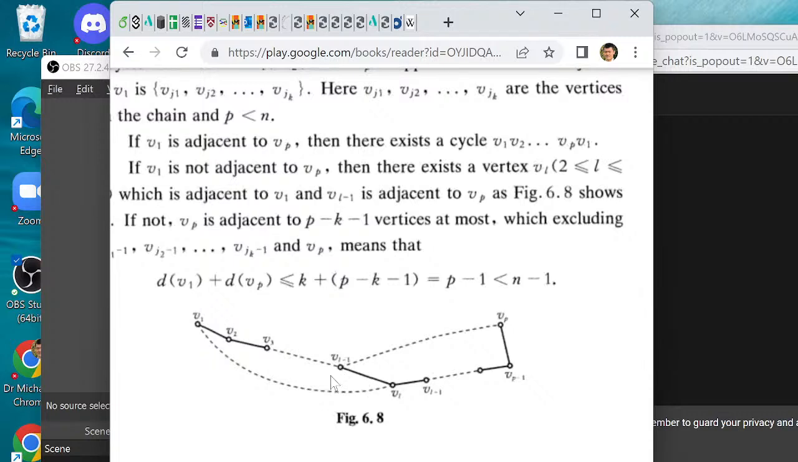So there's something like that, and then you can relabel the chain so that I think you can go around this way up to VP and then back to V1. So now you've got a cycle with the same vertices.